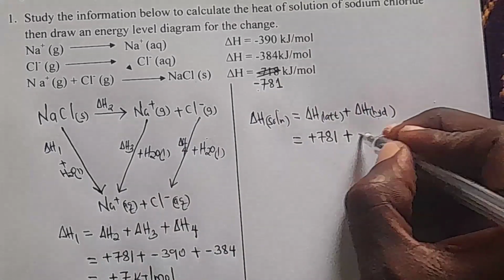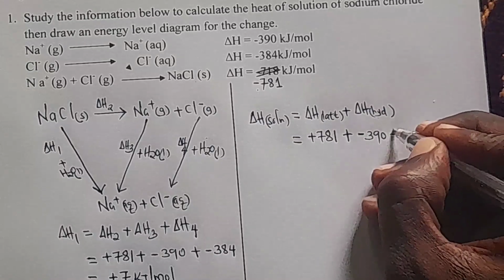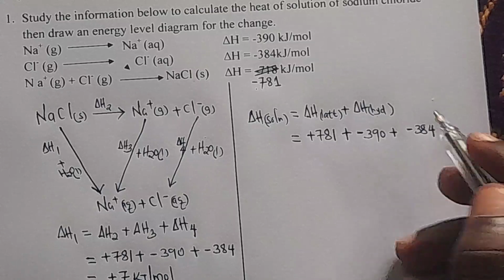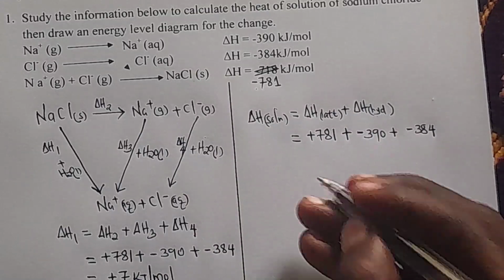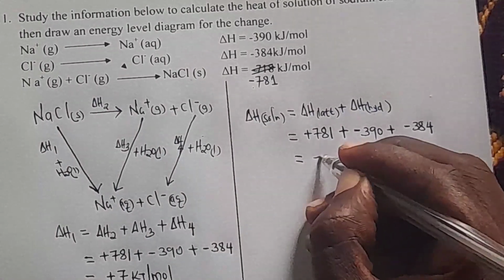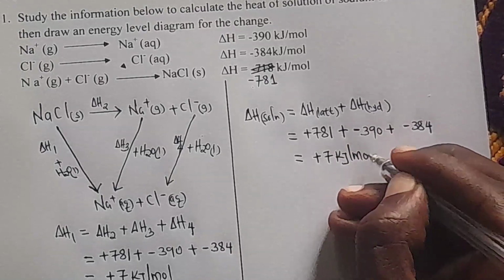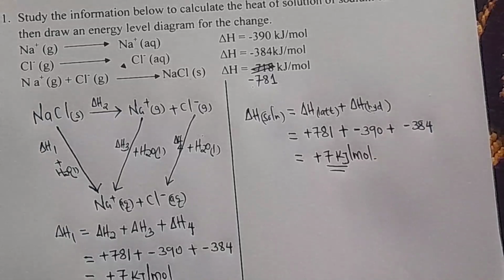That means we are going to have negative 390 plus negative 384, which is the hydration energy for that chloride ion. So if you sum this up, you are going to get positive 7 kilojoules per mole. You can use these two steps.